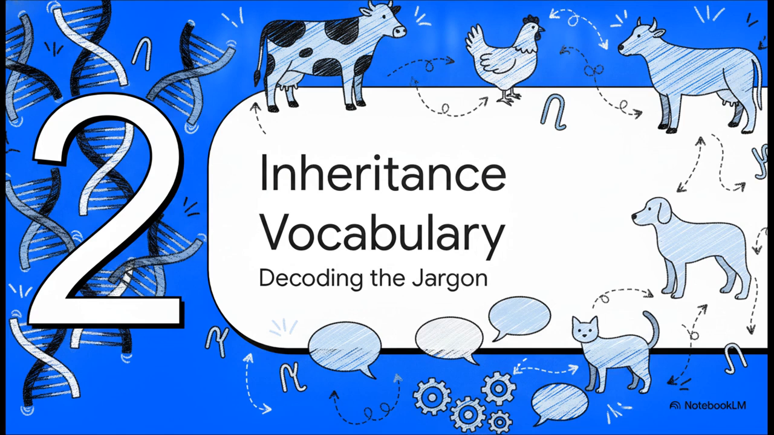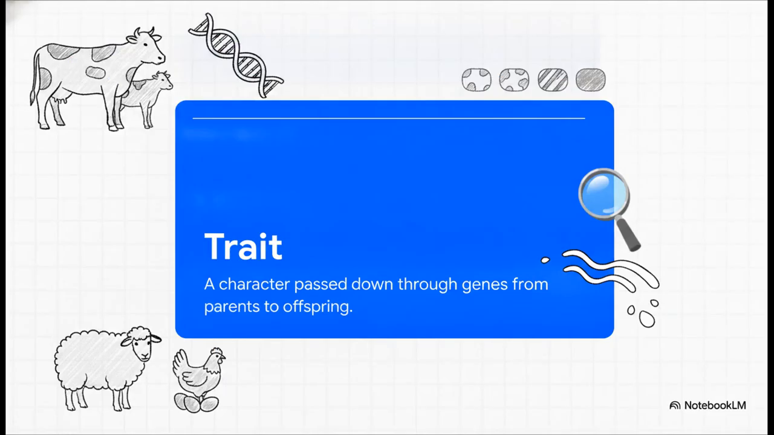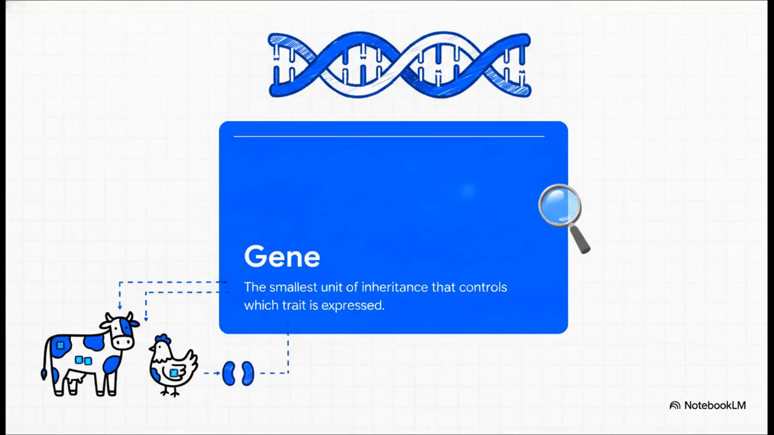Moving right along to Section 2, the vocabulary of inheritance. Let's decode some of this jargon. When we speak the language of breeding, our primary target is the trait. As you probably already know, this is the specific characteristic passed down from parent to offspring, something like milk yield or coat color. It's the ultimate endpoint we're trying to manipulate. Beneath that trait, you've got the gene. This is the foundational blueprint, the absolute smallest unit of inheritance, dictating what actually gets expressed.